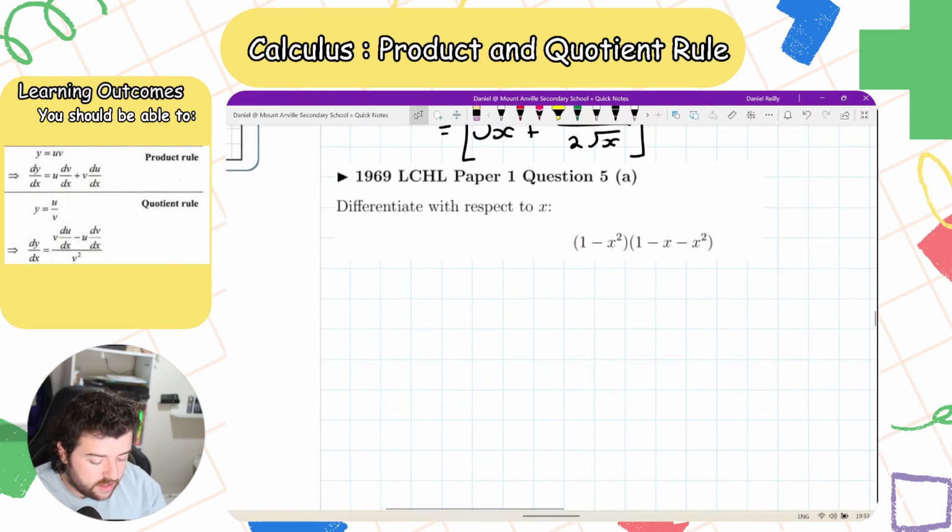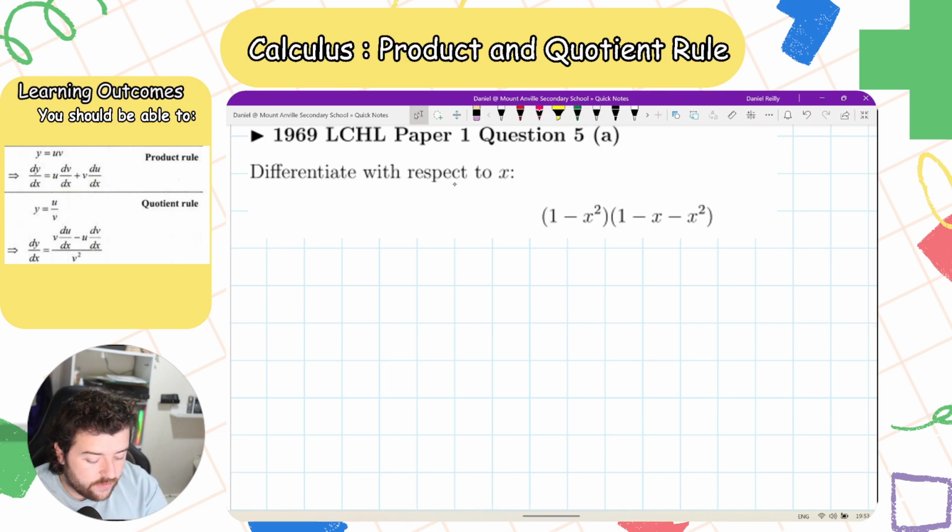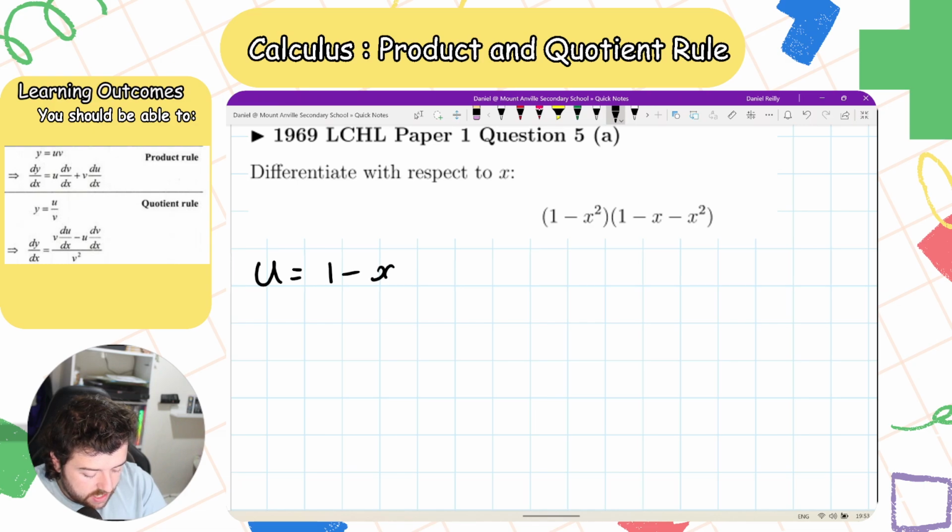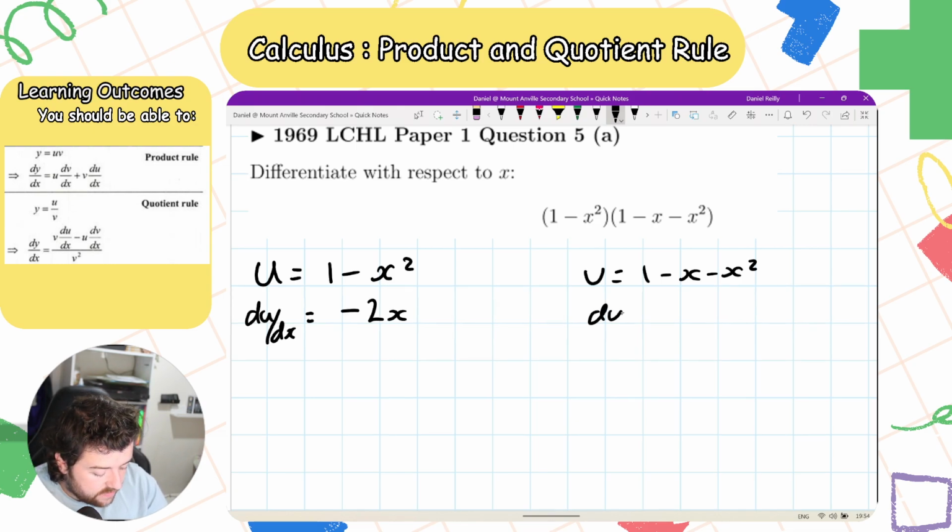One more here is from 1969. Differentiate with respect to x: (1 minus x squared) times (1 minus x squared). So u is going to be equal to 1 minus x squared, v is equal to 1 minus x squared. du/dx is equal to minus 2x. And dv/dx is going to be equal to, 1 goes to 0, minus x goes to minus 1, and minus x squared is going to go to minus 2x.